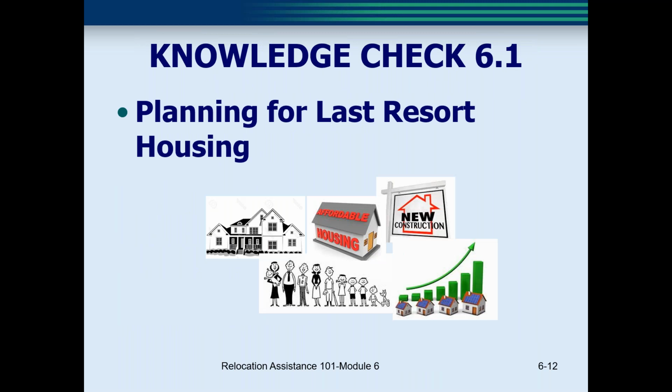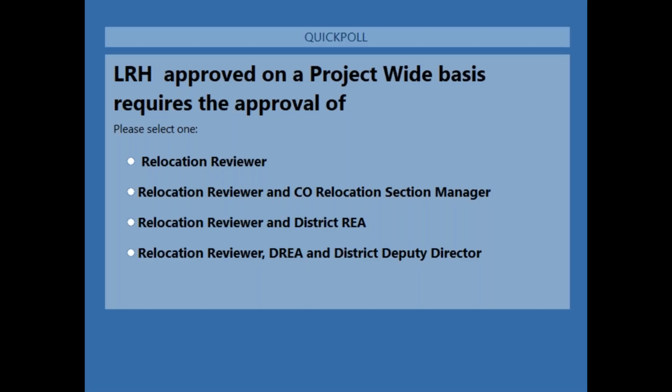Okay, we are ready for our first knowledge check. First question is, last resort housing approved on a project-wide basis requires the approval of, is it the relocation reviewer? Is it the relocation reviewer and central office relocation section manager? Is it the relocation reviewer and the district REA? Is it the relocation reviewer, the district REA, and the district deputy director? Project wide.